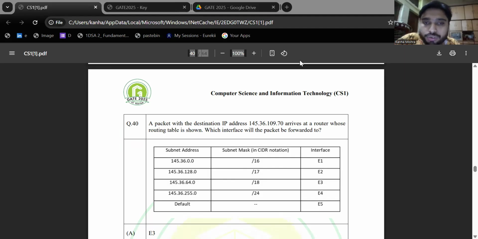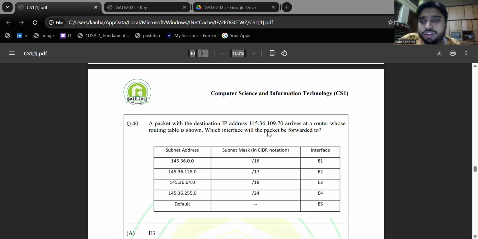Hello everyone, let's solve question 40 of GATE paper CS1 2025. A packet with a destination IP address of 145.36.109.70 arrives at the router whose routing table is shown. Which interface will the packet be forwarded to?